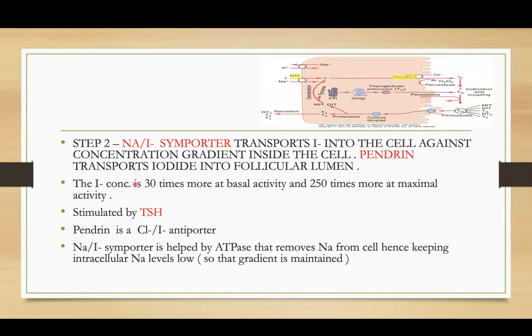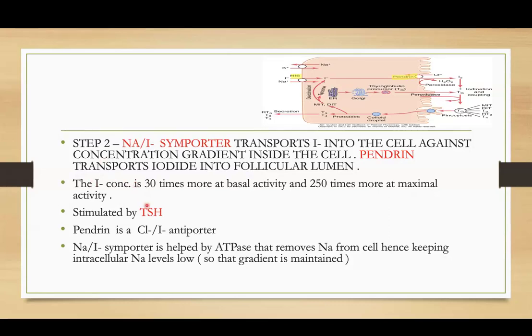So opposites, right? The iodide concentration in the cell is actually 30 times more at basal activity, which is just the base. And then when it's producing the maximal amount of thyroid hormones, at that time it's 250 times more than outside the cell. So as I said, the concentration gradient is within the cell. So still there's more iodide in the cell than there is outside, obviously.